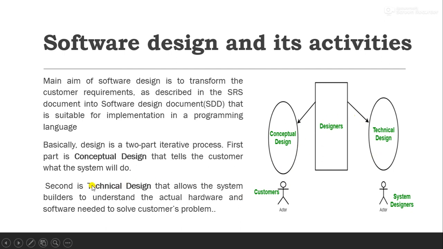And the second type of design is the technical design, that allows the system designer or system builder to understand the exact and actual hardware and software needed to solve the customer's problem. So usually the designer performs two types of design activities. First one is the conceptual design and second one is the technical design.